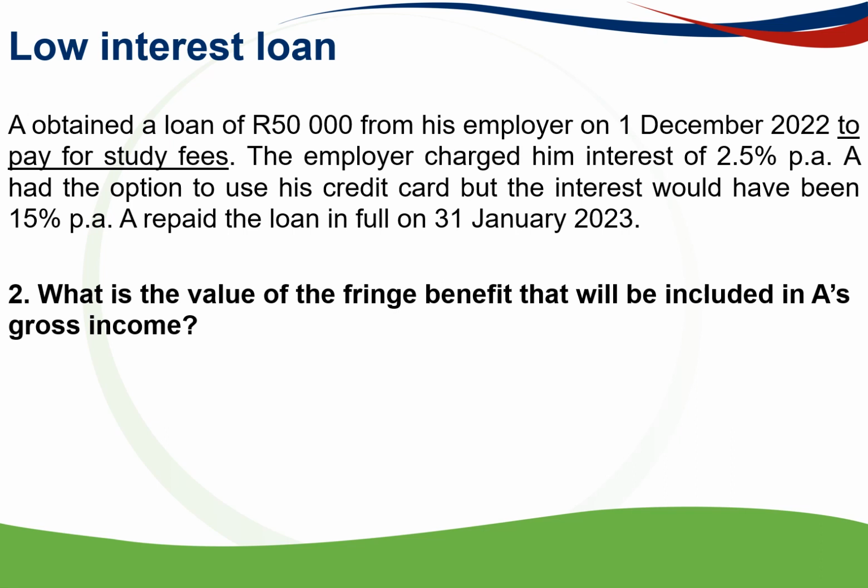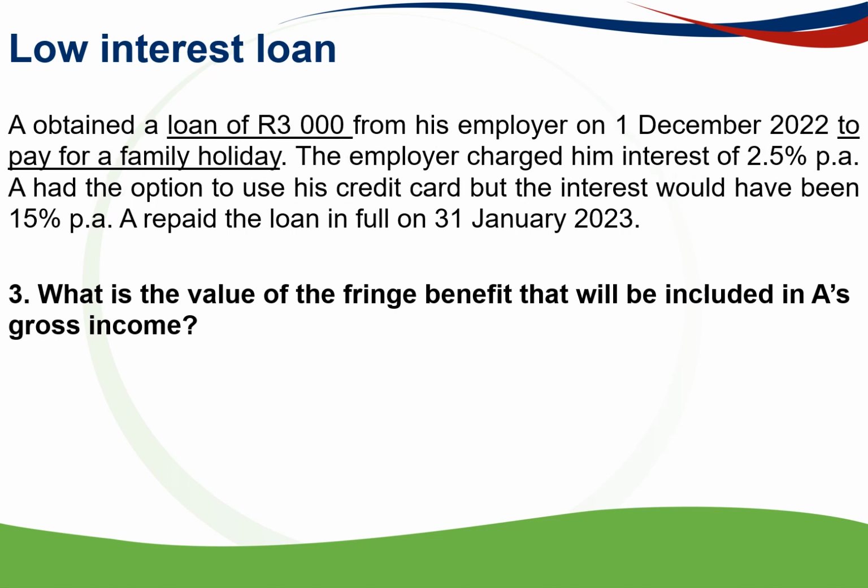But there are certain exclusions to the rule here, and one of them is if a loan is made available to an employee in order to assist the employee to further his or her studies, that loan is excluded, and then there is no fringe benefit in that instance. So this will be the exclusion and there will not be any benefit.